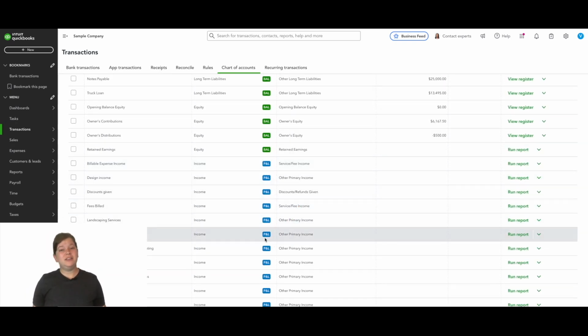So bottom line, the chart of accounts isn't some mysterious accounting term. It's just the full list of categories or buckets, if you will, where QuickBooks sorts your money. And once you understand that, reading your reports gets a whole lot less overwhelming.